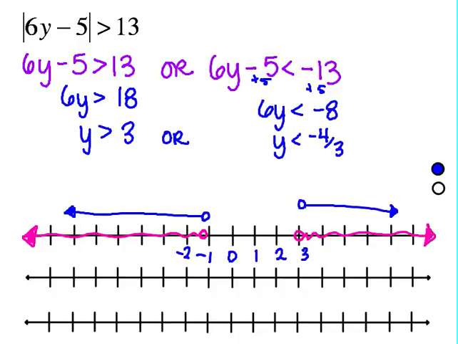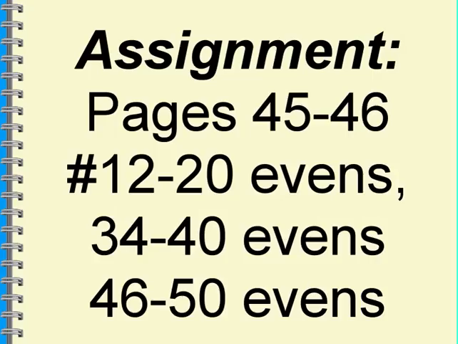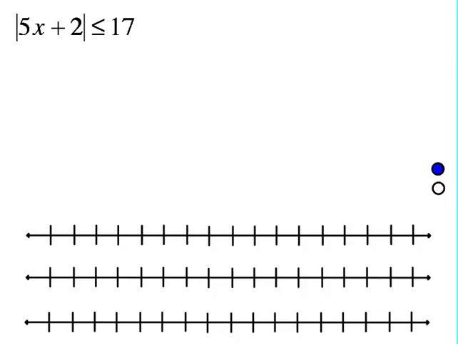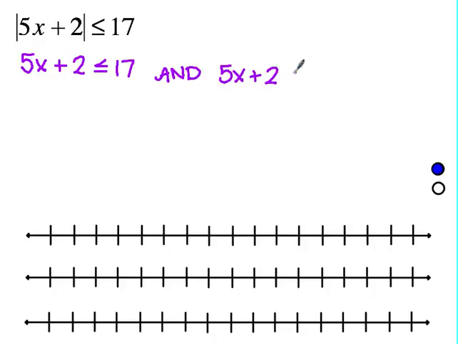So I think I've got one more to look at. Yep, one more to look at, and then I'll let you go. Okay. Absolute value of 5x plus 2 is less than or equal to 17. First thing I do: 5x plus 2 is what? Okay, connector word. Okay. Next step. There you go. So now I need to solve each of those.